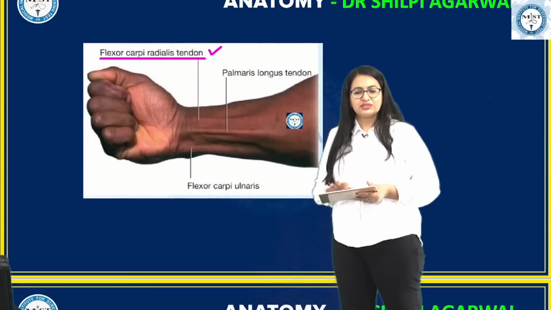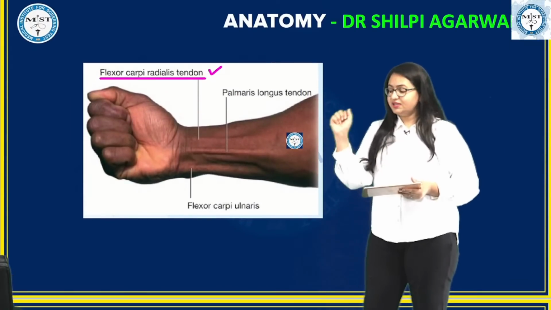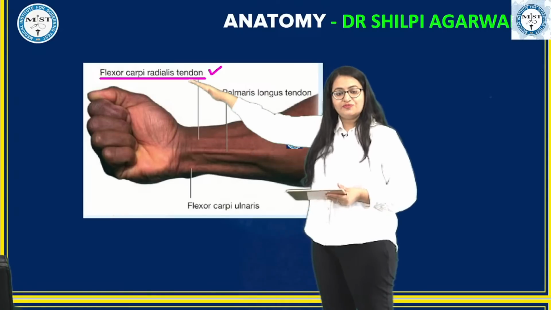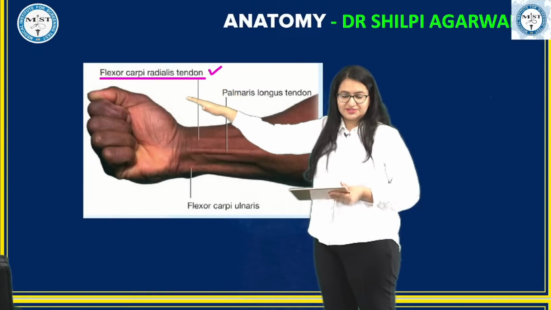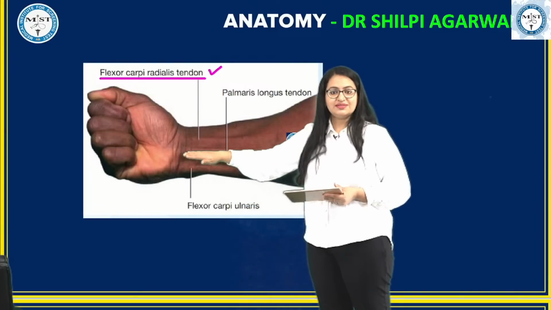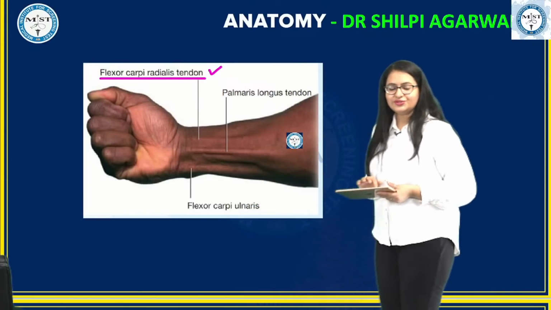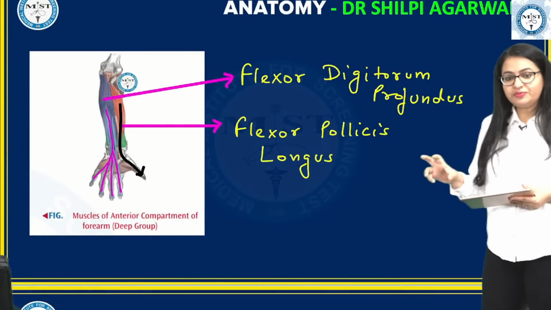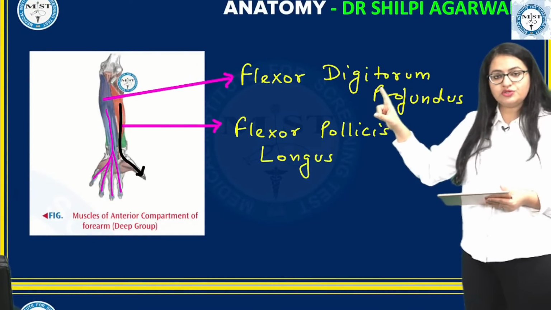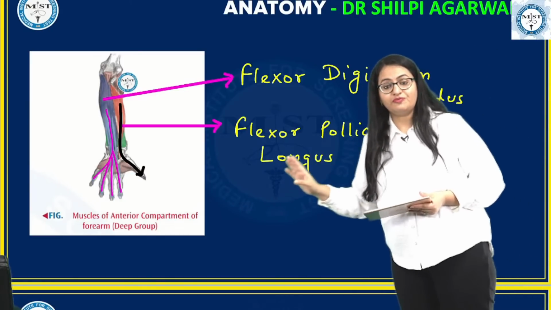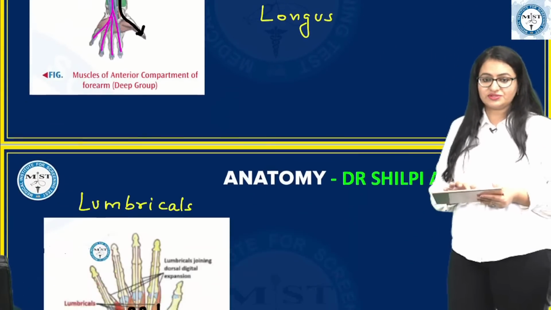And when you see this image, you should be able to tell that at the wrist, the tendon seen towards the thumb, lateral side, is flexor carpi radialis. On the medial side, flexor carpi ulnaris. In the center, this one, palmaris longus. Now, when you remove all the muscles, in the deeper aspect, if the muscle is going to the digits, flexor digitorum profundus. If it is going to the thumb, flexor pollicis longus.